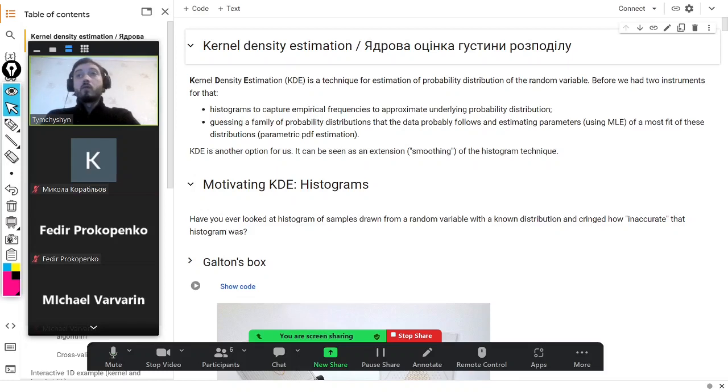And today we will study one more method. And the other method that we already know that we can use to estimate some probability distribution that our data follows, you might guess it. What is the simplest method, how do you think, that we can employ to estimate some sort of probability distribution?